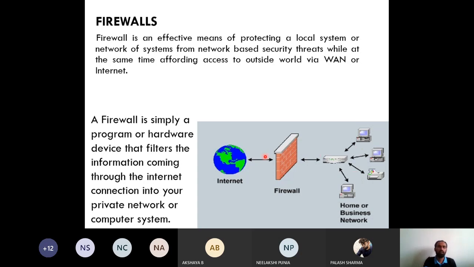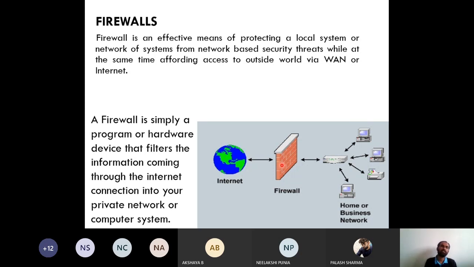Again, the firewall is also defined in a different way. Very importantly, a firewall is a program or a hardware device. Whether a firewall is software or hardware, in a sense it is both; we are going to see that in the further slides. So a firewall is a program or hardware device that, very importantly, filters the incoming request or incoming data flow. The firewall will filter the requests from the internet coming to the local network or local devices. That is a simple definition of firewalls you can take up.